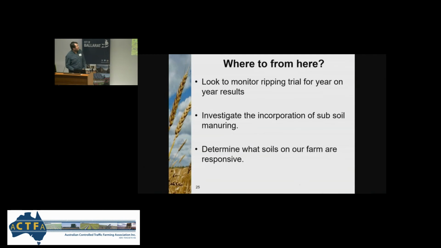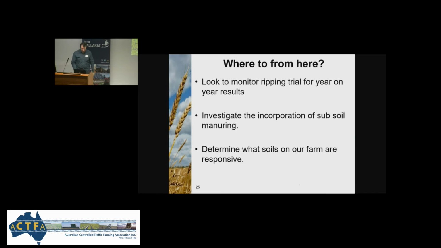So where to from here? I guess we're looking to monitor that trial site over the next 3 or 4 years, and it was great to hear some information earlier from WA. We're also looking to maybe investigate incorporation of manure to depth, so probably simply just spreading it out and hoping the inclusion plates can pull a reasonable amount in.